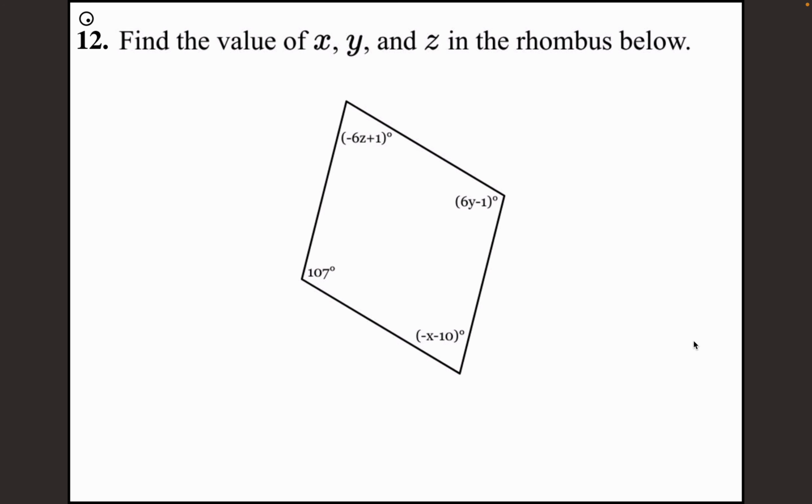Yeah, but you still have to find X, Y, and Z. It says find the value of X, Y, and Z. You can't just tell me the angle values because then that's not right. No, I know, but you're just saying if I say this is 107 and this is 73, that's not right because it asks you to find X, Y, and Z. No. You have to find the angles in order to solve.